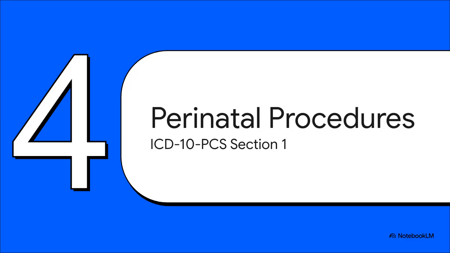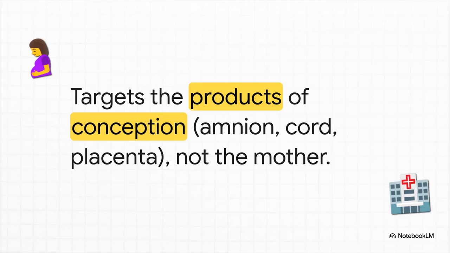Section 4. Perinatal procedure coding. Switching gears to the surgical side, in the ICD-10 PCS system, the obstetric section, which always begins with the character 1, is completely unique. And why is that? Because the targeted body parts are the products of conception. We aren't coding the mother's uterus here, guys. We are coding procedures performed directly on the amnion, the umbilical cord, and the placenta.